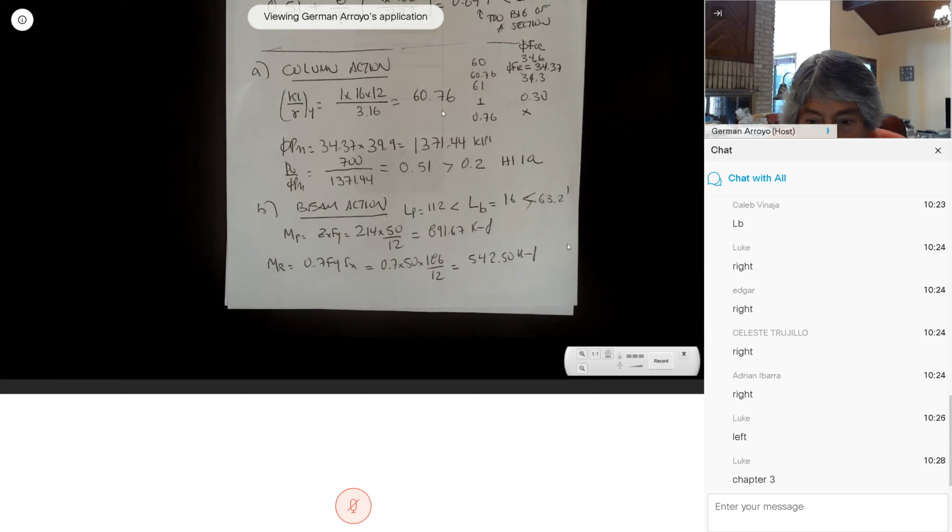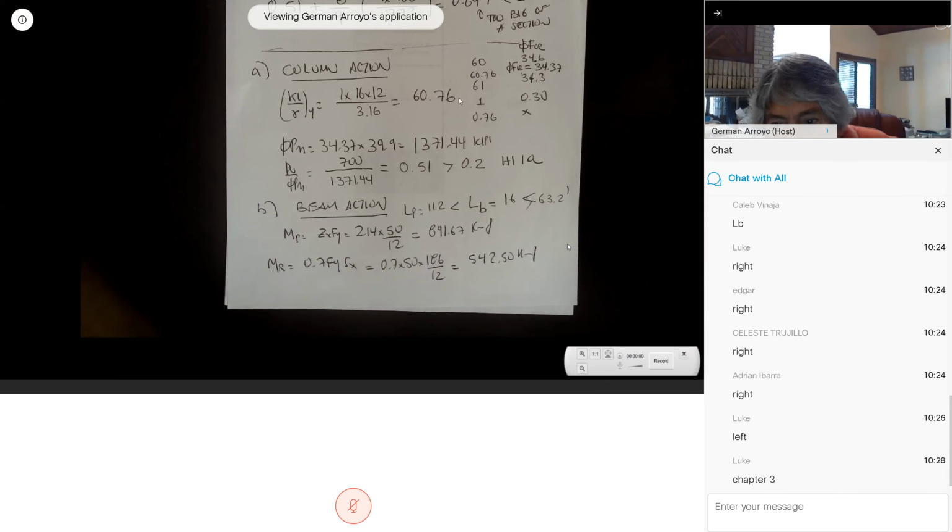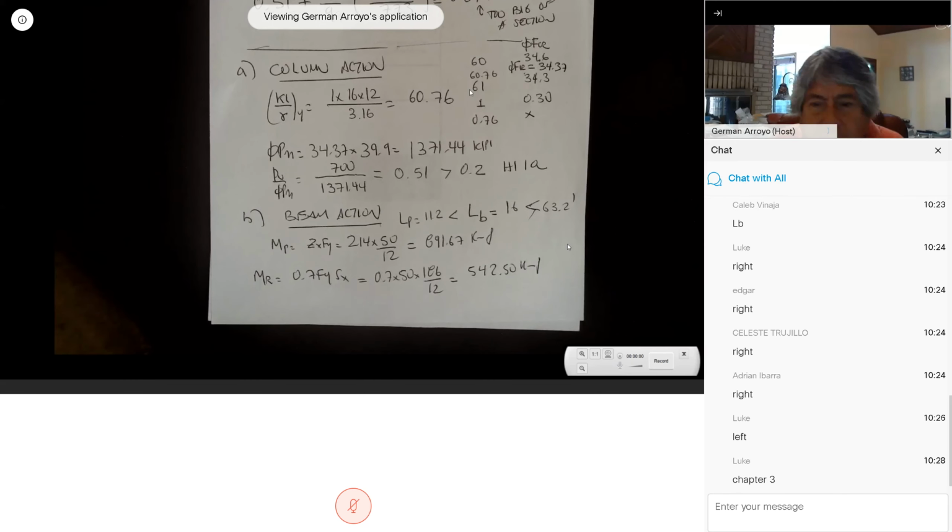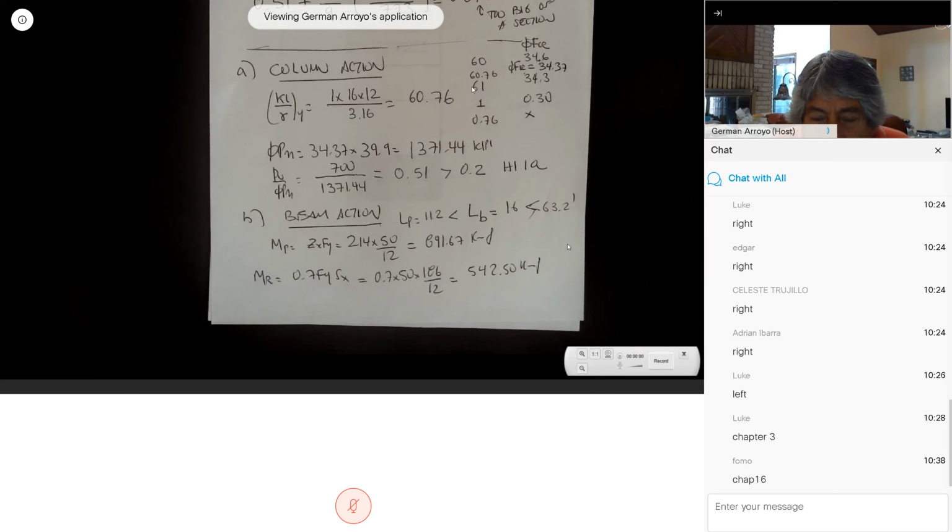If we don't have the Fy for the problem that we're solving, what do we do? What chapter do you go to during the exam to find the critical stress for your column? Which letter of the chapter? E, exactly. You go to E and use the equation.